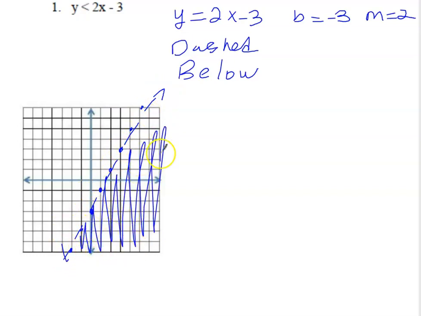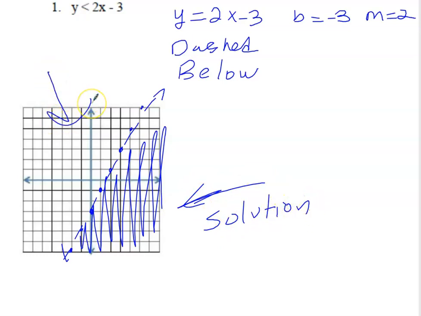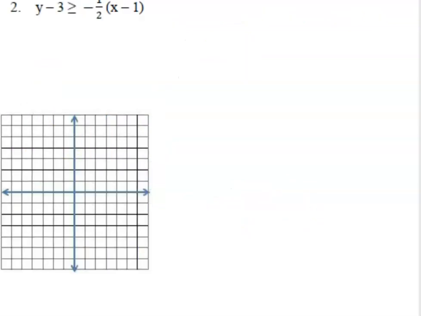and I am going to shade below. Again, all of the points in this shaded area are going to be solutions, and all of the points over here are going to be not a solution. Let's move on to the next example.